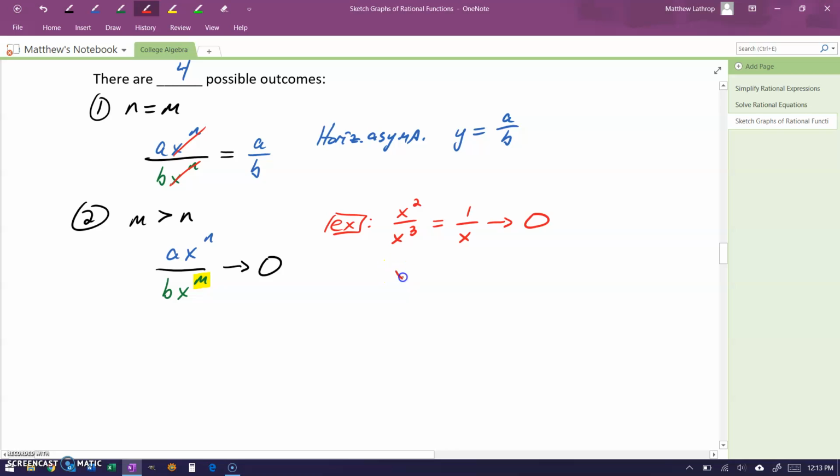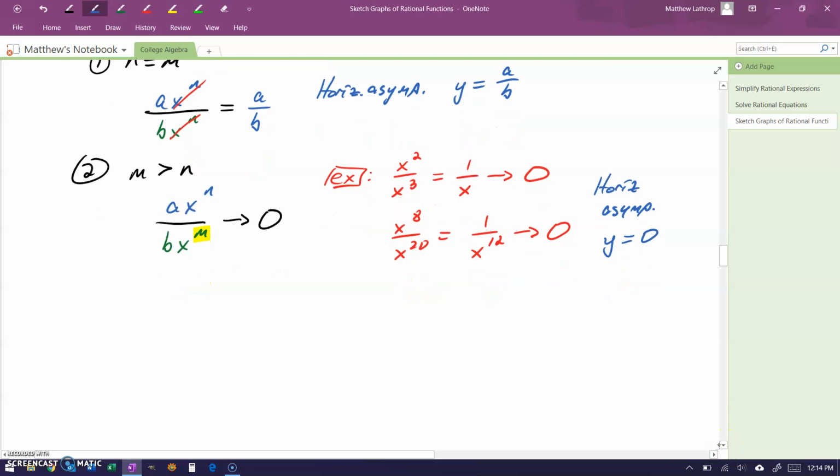Or similarly, if we considered x to the 8th power over x to the 20th power, this would reduce to 1 over x to the 12th. As we plug in extreme values for x, we would keep generating values closer and closer to 0. So in this case, we would end up again with a horizontal asymptote, in this case occurring at the line y equals 0. So those are our two cases where we'd end up with a horizontal asymptote.